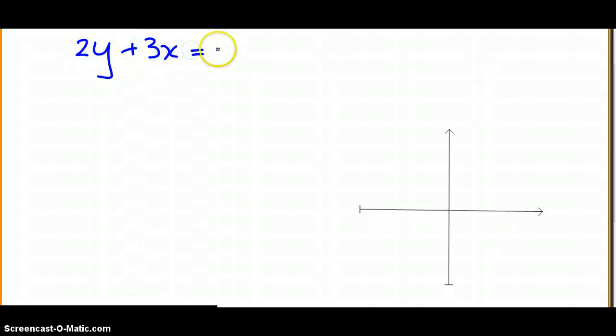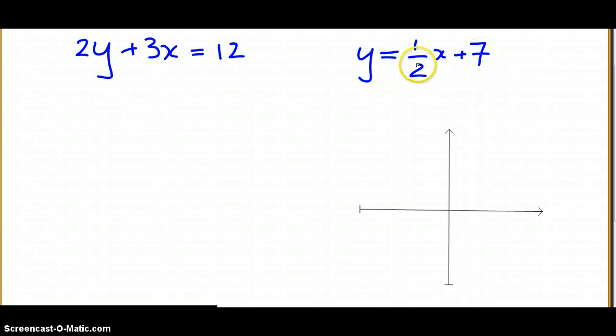Right, this is a video on how to solve equations of the form something like this. Say 2y plus 3x equals 12. Up until this point in time, you would have mostly seen equations starting with y equals, followed by a gradient, followed by the x, followed by the y-intercept.